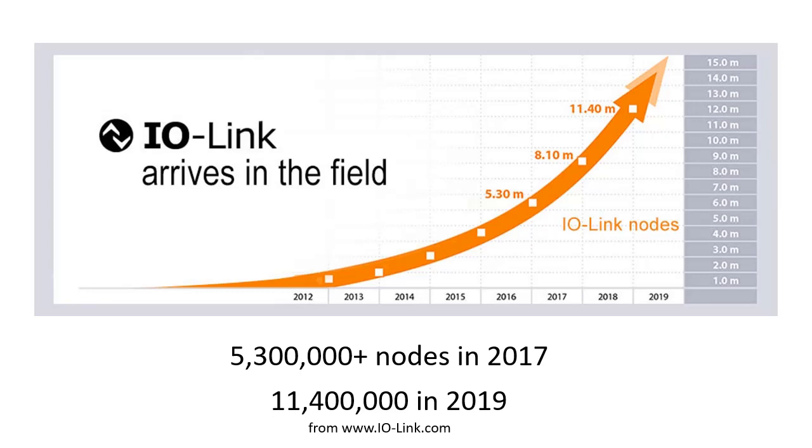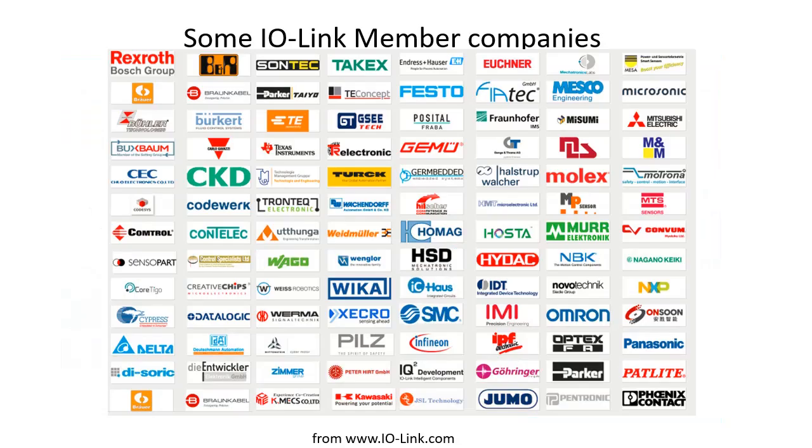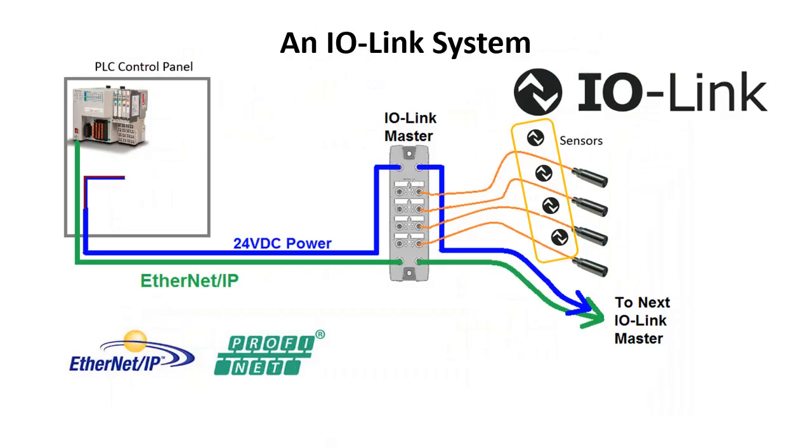It's arrived. Just like Ethernet IP has the ODVA, IO-Link has the IO-Link Consortium. It's an organization to promote and standardize the improvement of IO-Link. The big PLC companies and most of the sensor companies, lots of industrial automation companies are members. You can go to io-link.com to find out more.